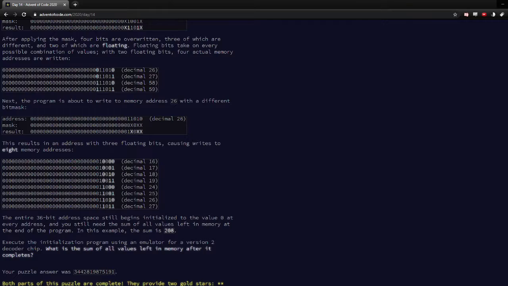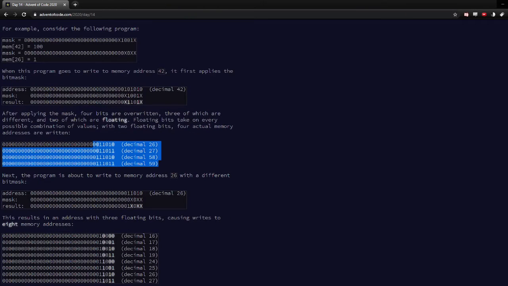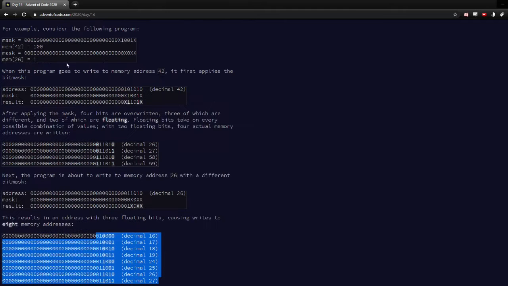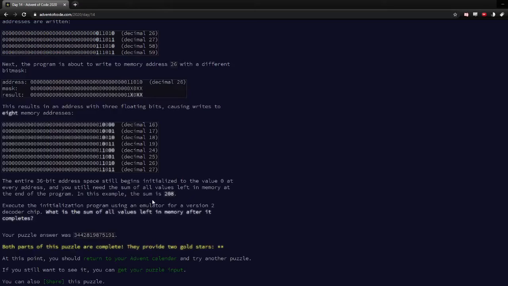So in this example, you're writing to these 4 positions, 100, but then you overwrite 2 of those spots in part 2. So you're overwriting 2 of those, and then 6 more of them are written with 1s. So that's a total of 208.